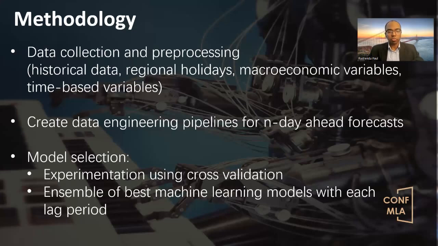And for model selection, I have run experiments using multiple machine learning models and used a cross-validation technique to make sure that their performance is in line with what the stakeholders expect, at least at the minimum bar, and then how they're doing on the validation set. Now, since we're using multiple lagged values, we have the best machine learning model for each lagged period, and then we're creating an ensemble of those. So the combined model has a higher forecasting accuracy here.